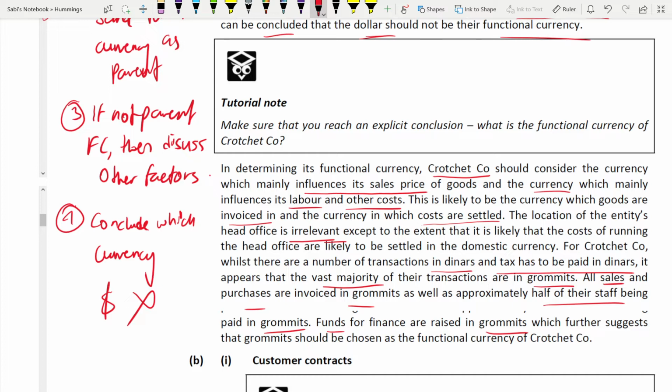Sale is in Grommet, cost is in Grommet, you are paying employees in Grommet, half of them you are paying in Grommet, finance you are raising in Grommet. So all this suggests that Grommet should be the functional currency of Crochet. You have to write this. Don't forget to mention this line at the end.